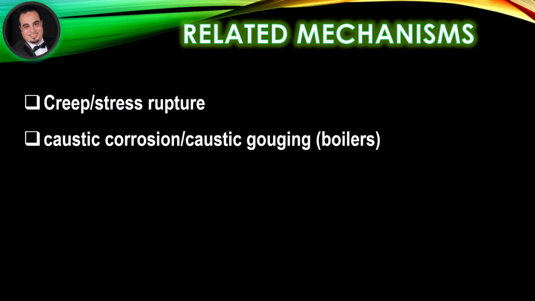Related mechanisms to short-term overheating stress rupture, including steam blanketing, are creep stress rupture and caustic corrosion, caustic gouging in boilers.